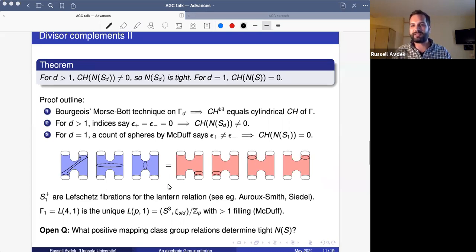And so an open question to the audience is, what positive mapping class group relations determine tight or over-twisted neighborhoods of convex surfaces? So I guess if you have any mapping class group relation where all the Dehn twists involved are positive, you can construct one of these convex hypersurfaces and ask, is it tight or not tight? So I don't know. It sounds like an interesting question. I don't know very much about it right now.